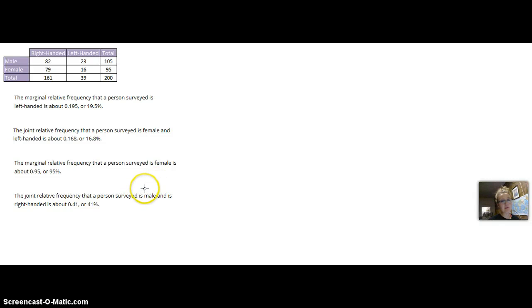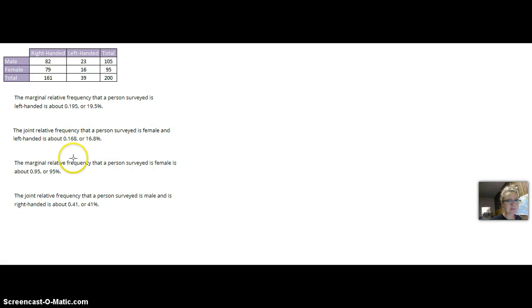Okay, now we have a problem here where we're asked to decide whether or not these four statements here are true or false. And we're supposed to look at the table and interpret what some of these numbers mean to decide whether or not these statements are true or false. So we have to know how to read a table like this.